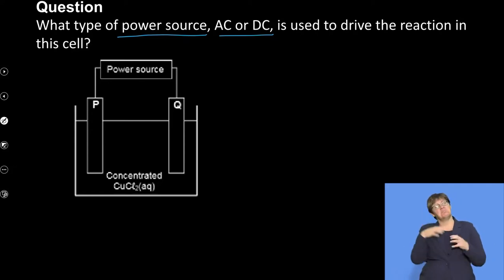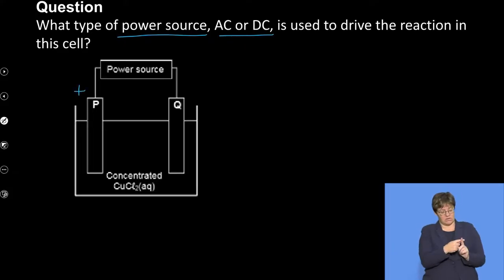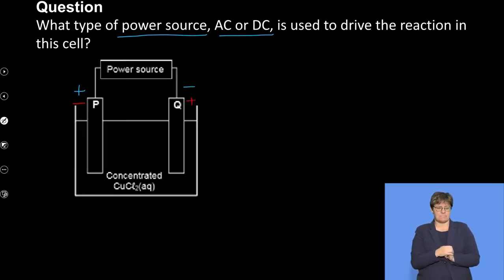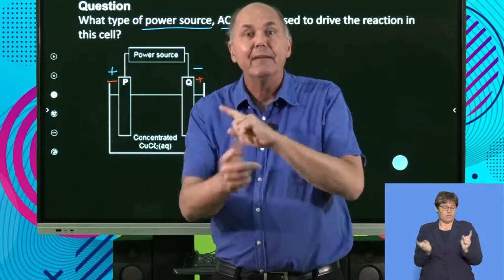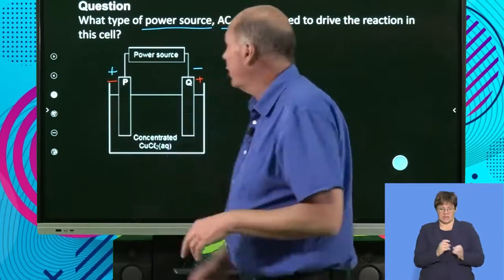Now let's think about that for a minute. If we had an AC power source, then that means that the sign of each of the electrodes would change continually. So at one moment this would be positive and this would be negative, and a few seconds later this would be negative and that would be positive. Well, that would be very confusing. And we know that it's the polarity of the electrodes that actually makes the reactions happen. If we kept on changing them, we would get different reactions happening at each of the electrodes all the time, and they would cancel each other out. So it can't be AC.